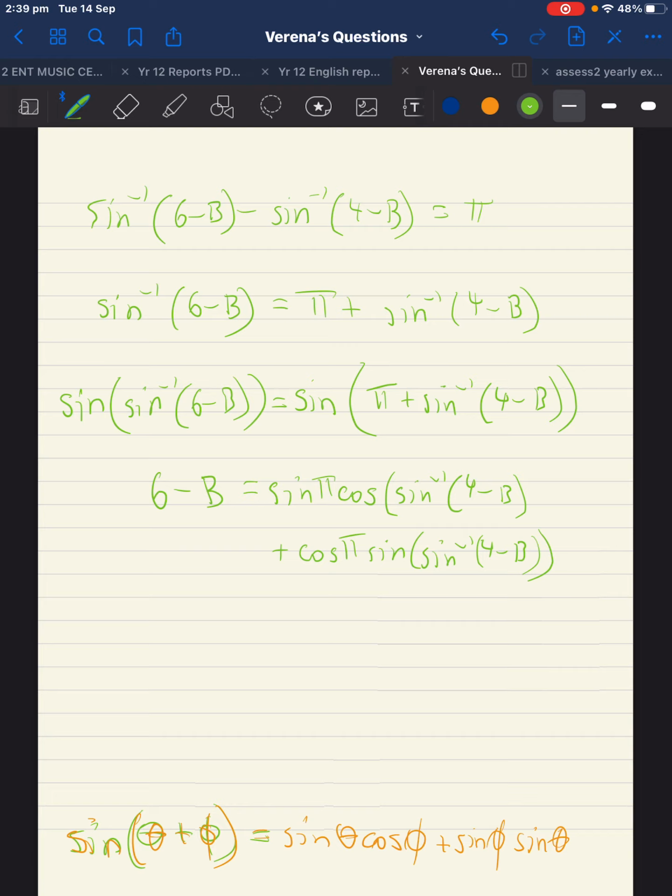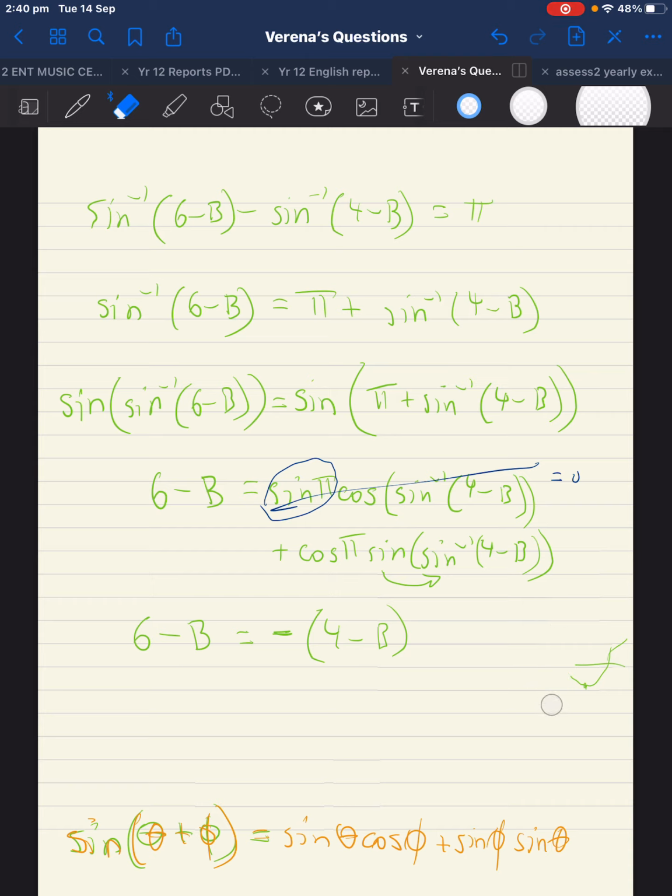Okay, so here we go. Let's simplify this right-hand side. First thing I'm going to note, sine pi, right? That's the same as sine 180, which is 0. That whole first term is just equal to 0. It's gone, leaving us with, in this case, cos pi, right, which is minus 1. So you end up with a minus 1 times sine of inverse sine, them cancelling, leaving us with this.